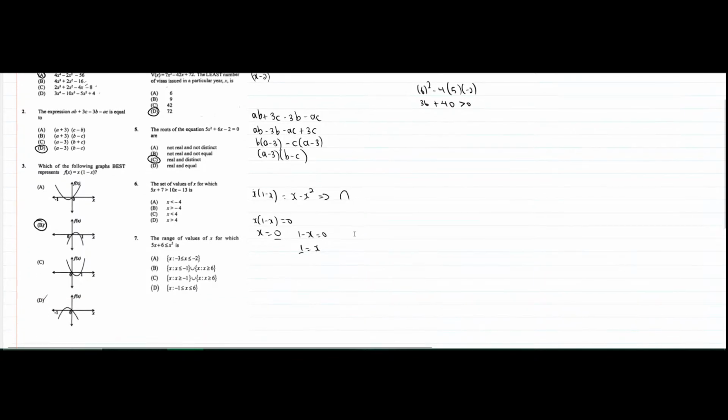The set of values of x for which, that is an easy inequality to solve. 5x plus 7 is greater than 10x minus 13. 5x minus 10x is greater than minus 13 minus 7. Minus 5x is greater than minus 20. I'm dividing by a negative number across the inequality, so the inequality sign changes direction. X is less than 4.